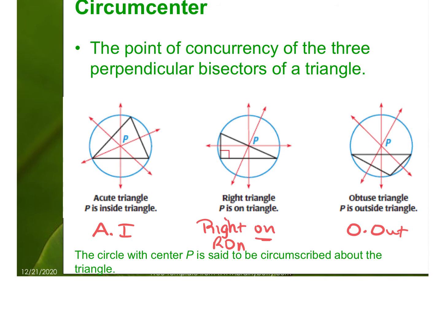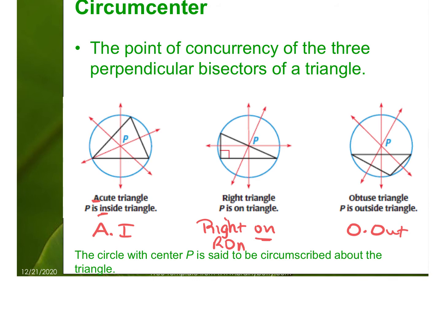AI is acute and inside. But whatever trick will help you remember. Just remember the circumcenter when it's an acute triangle. Once you draw in those perpendicular bisectors, you're going to see that it's going to be located inside the triangle. When you draw the perpendicular bisectors of a right triangle, it's always going to be on the side, on that hypotenuse of the right triangle. And then when you draw all of them in an obtuse triangle, it's going to be located outside of the triangle. So just find a way to memorize the location.